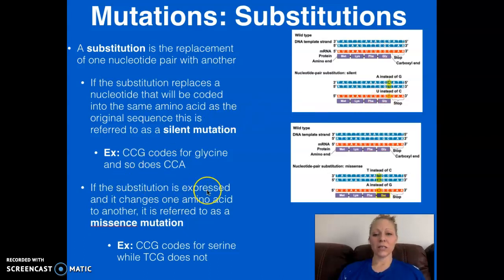If the substitution is expressed, so we have this here, we have TCG instead of CCG. And so this is going to code for a different amino acid. And so therefore we call that a missense. So the phenotype then is altered. It may be negligible, it may be small, or it may be very large. It could be a disease, or it could just be male pattern baldness. Who knows? But that is called a missense.